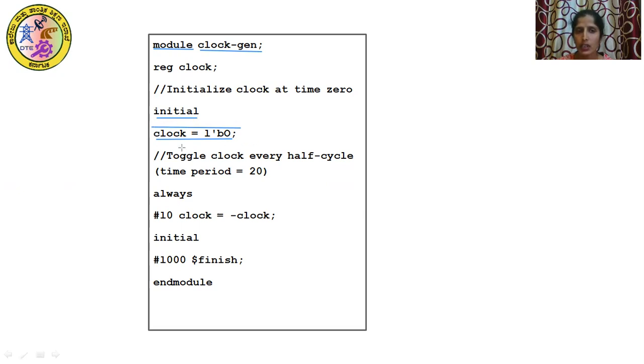If we do this initialization within the always block, the clock will get initialized again and again to 0. So we write this initialization statement within the initial construct.